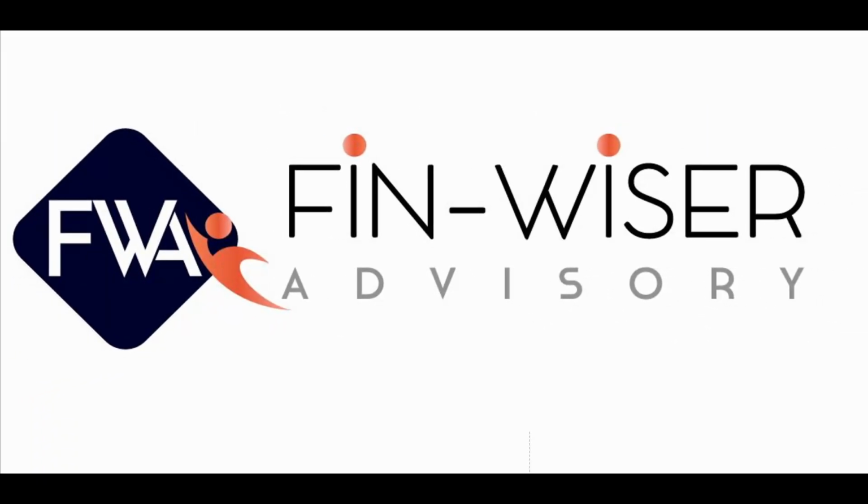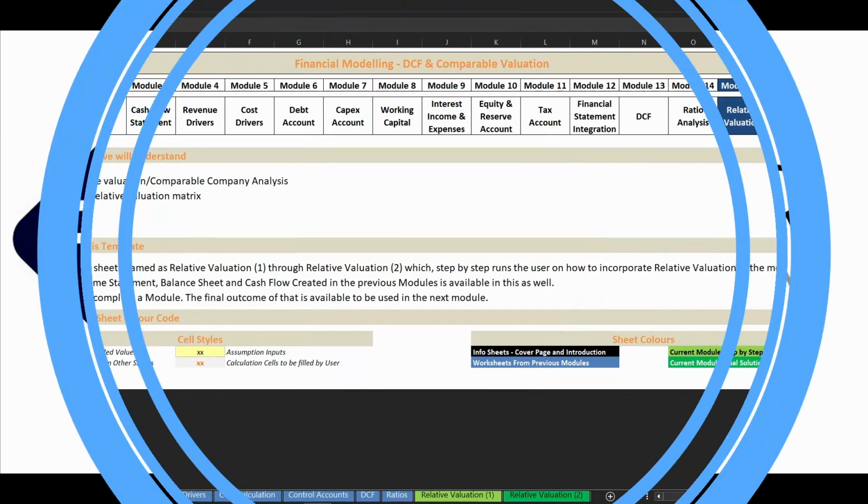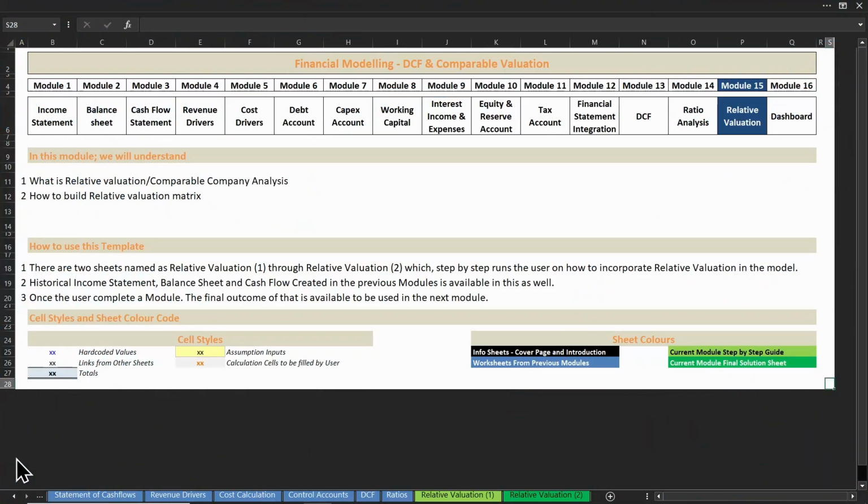In this course, we will be talking about financial modeling, DCF and comparable valuation. We are building a financial model on Tesla Motors. This course is divided into 16 modules. In Module 15, we will cover relative valuation. In this module, we will understand what is relative valuation or comparable company analysis, how to build relative valuation matrix.